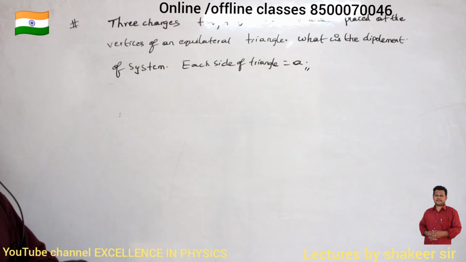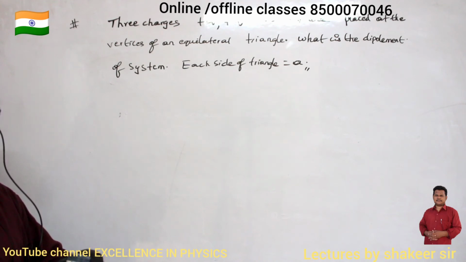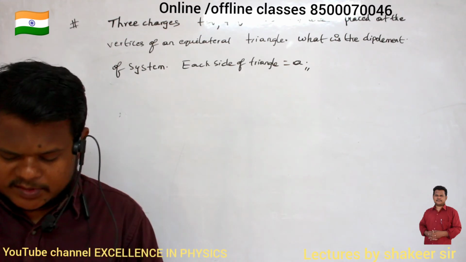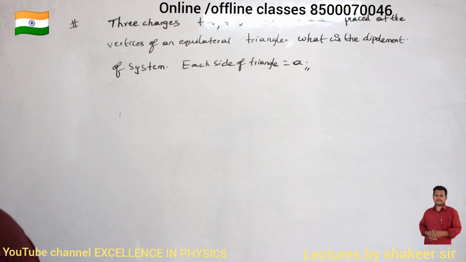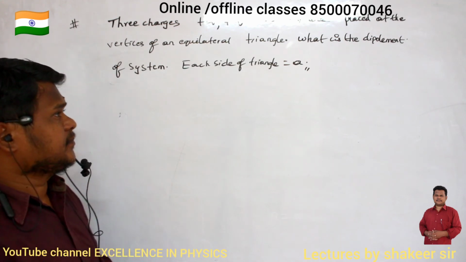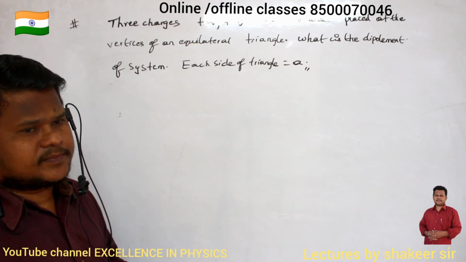Okay ma? So three charges, plus q, plus q and minus 2q, are placed at the vertices of an equilateral triangle. Side of the equilateral triangle is 2a. Then what is the dipole moment of the system? That is the question.